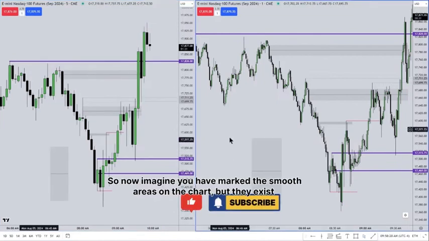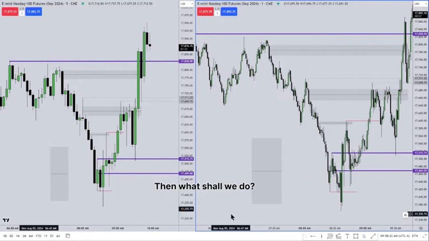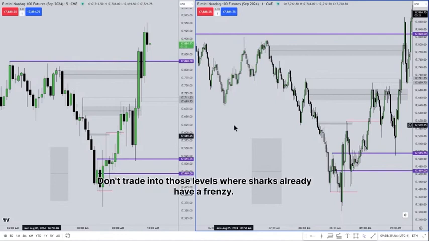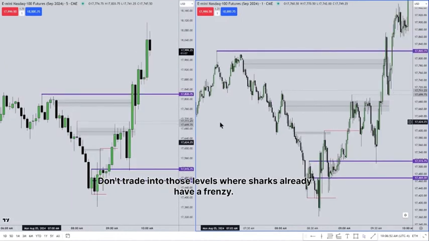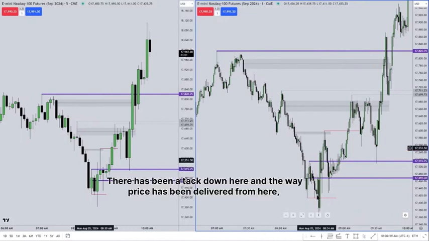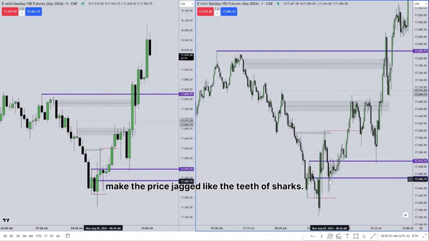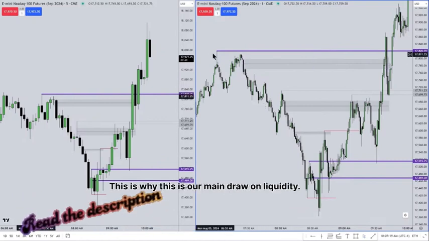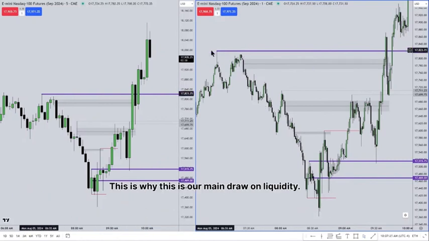So now imagine you have marked the smooth areas on the chart, but they exist on both sides. Then what shall we do? Then we will wait for one area to be disrupted, and then you have your bias on the other side of the disruption. Don't trade into those levels where sharks already have a frenzy, and that's down here. They have already been done here. There has been an attack down here, and the way price has been delivered from here makes the price jagged like the teeth of sharks. And we don't have that jaggedness up here. It is nice and smooth. This is why this is our main draw on liquidity.